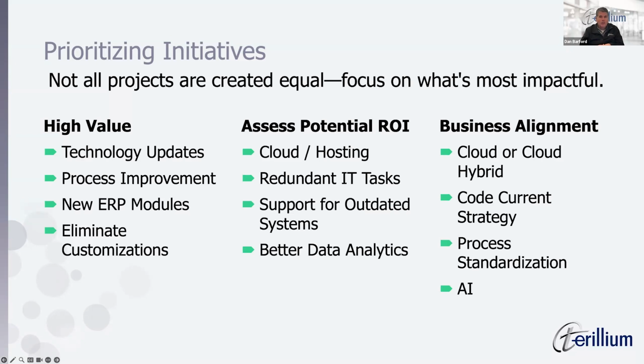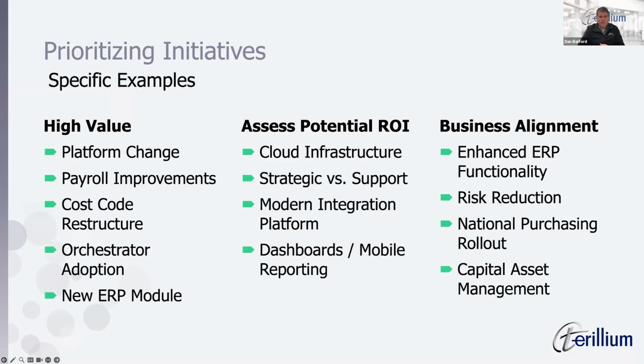We talked a little bit about that. Or are you starting to explore artificial intelligence within the organization, or is that something the business wants or is asking for? These are all the different ways that you can determine the right priority. So some examples we talked about in the high value category: changing platforms, going to a more modern platform. Maybe you're on the I-Series now, but you want to go to Oracle's cloud infrastructure, or vice versa, depending on what those needs might be. You're looking to make some process improvements in the areas of payroll or other, adopting the orchestrator.